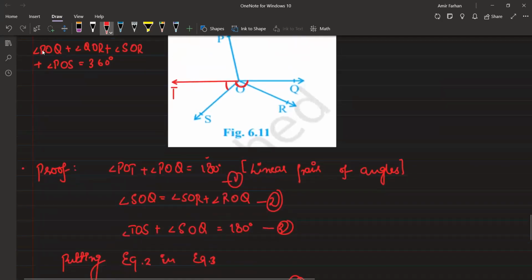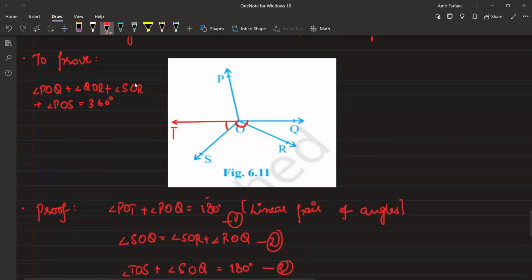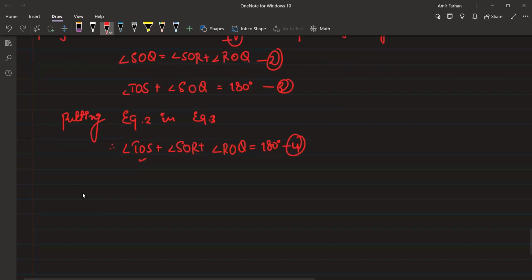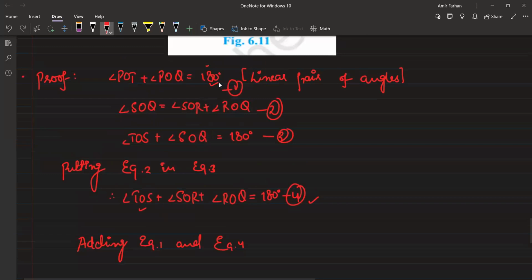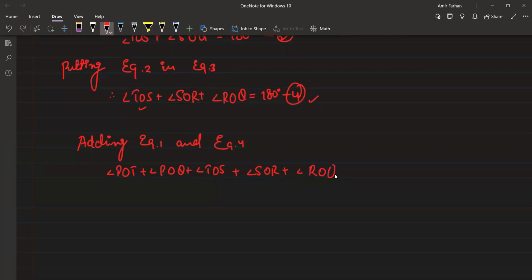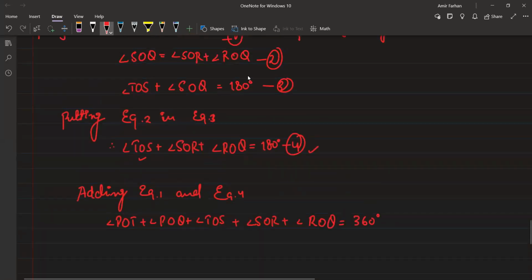Now see that POQ is there on the left hand side, SOR is there on the left hand side, ROQ is not there and POS is not there. First of all, just add the equations, because all the things are present in them. I will let you know how you will get the other things. Adding equation 1 and equation 4: angle POT plus angle POQ plus angle TOS plus angle SOR plus angle ROQ is equal to 360, yes or no? 180 this side, 180 this side, so it becomes 360.